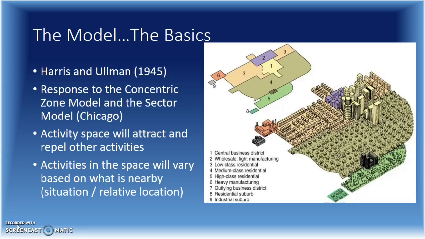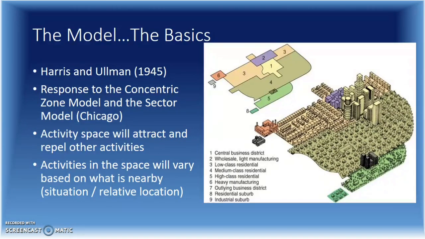So the first thing we're going to do is talk just briefly about some of the basics revolving around the multiple nuclei model. First, the people that developed it: their last names are Harris and Ullman. You'll notice that it was developed in 1945.